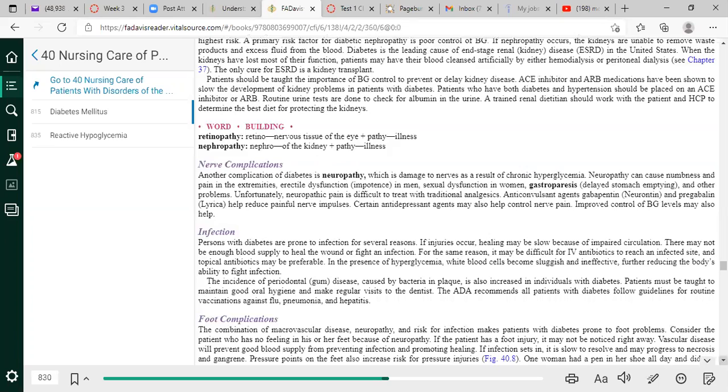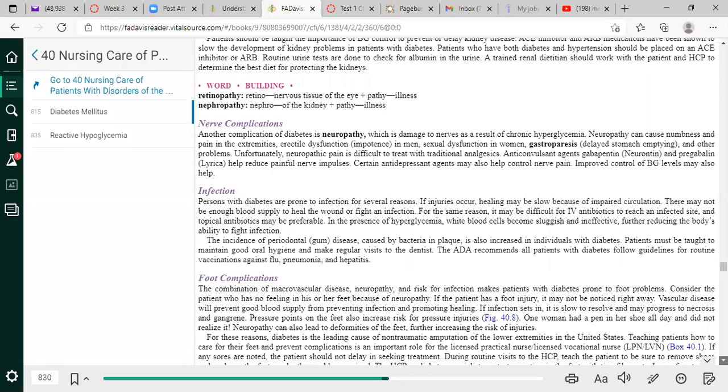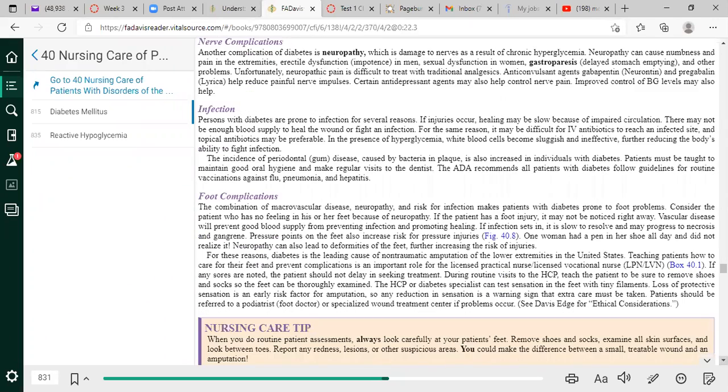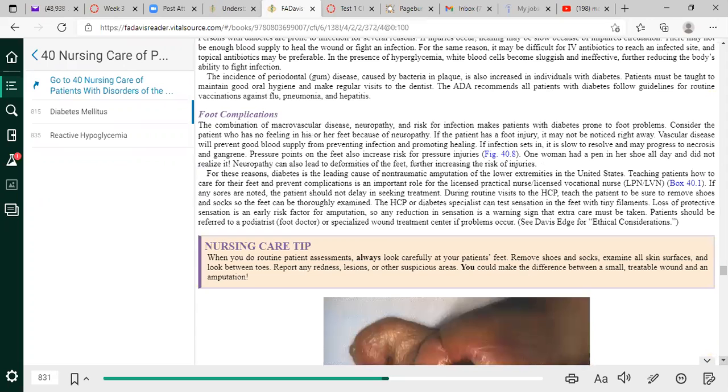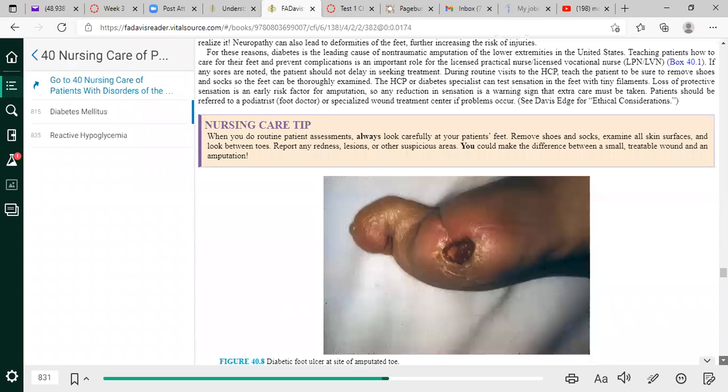So this talks about infection. Persons with diabetes are prone to infection for several reasons. If injury occurs, healing may be slow because of impaired circulation. There may not be enough blood supply to heal the wound or fight an infection. Talks about foot complications. What is this the result of? Foot complications, the result of this is having no feeling in the feet. Again, we just talked about that, where they start losing their sensation or their feeling in the feet.